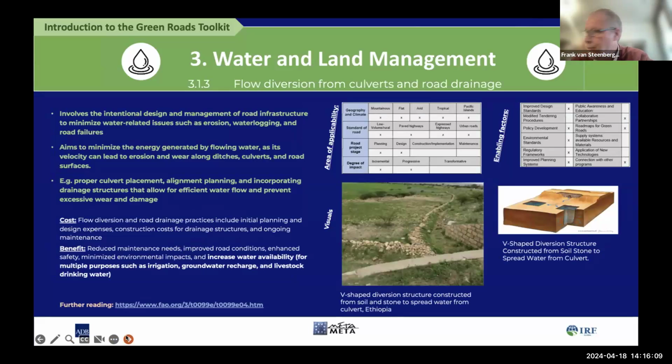So an example from this toolbox is flow diversion from culverts and road drainage. What is really important, and you see it in the picture, is that when the water gets out of the culvert, rather than playing havoc with the landscape, one creates V-shaped structures so the water spreads gently and goes to places where it can either infiltrate into the groundwater, or feed some surface storage.